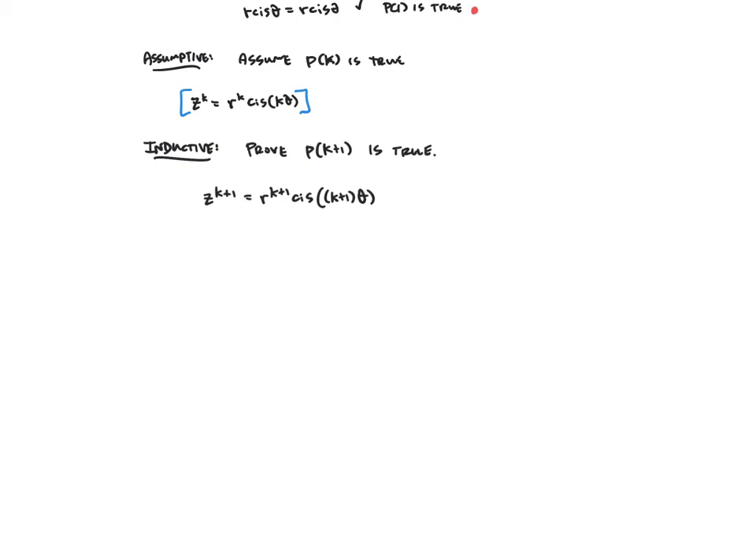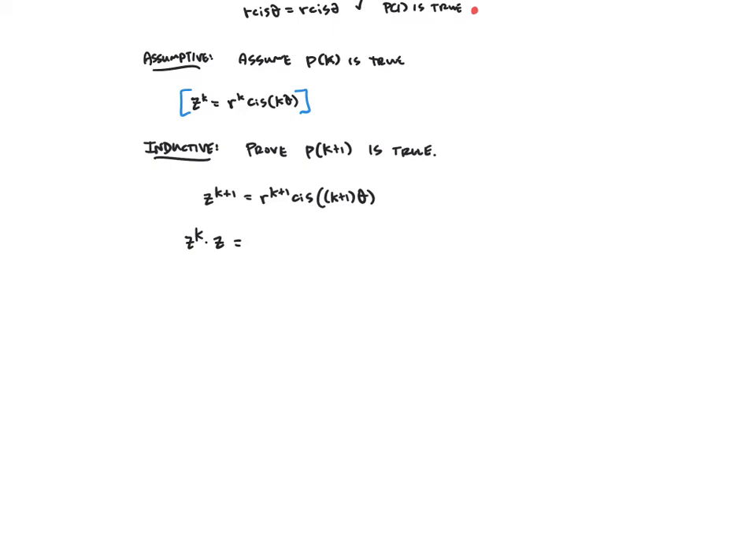So I'm going to start on my left side here, and I'm going to show equivalence to the right side. And again, in math induction, or any proof for that matter, you can only work one side at a time. Otherwise, your proof is invalid. So based on properties of exponents, I could say that z to the k plus 1 is the same as z to the k times z.